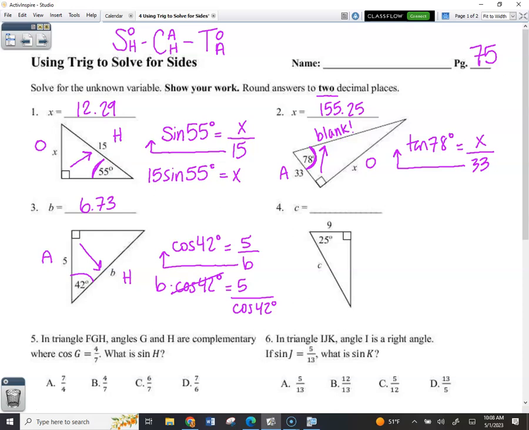Number 4, you should have used which trig function, y'all? On 4, cosine. Did you come to 9.93? Yes, ma'am. Okay.